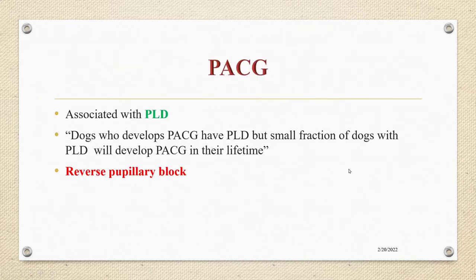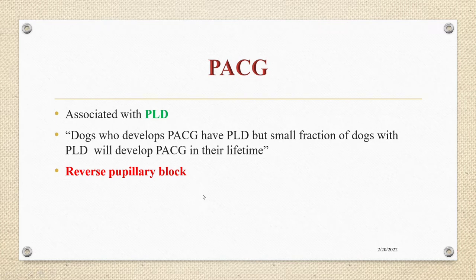Coming to primary angle closure glaucoma, it is associated with pectinate ligament dysplasia. I already mentioned pectinate. What is the pectinate ligament? These pectinate ligaments arise from the iris. They are the extensions of the iris into the iridocorneal angle. There is a saying related to this pectinate ligament dysplasia: the dogs who develop primary angle closure glaucoma have pectinate ligament dysplasia, but only a small fraction of dogs with pectinate ligament dysplasia will develop primary angle closure glaucoma in their lifetime. So even if a dog has pectinate ligament dysplasia, very few dogs will be affected with glaucoma. It indicates pectinate ligament dysplasia alone will not contribute to glaucoma occurrence.